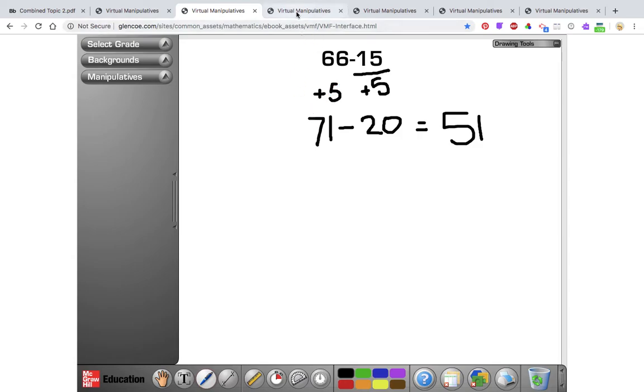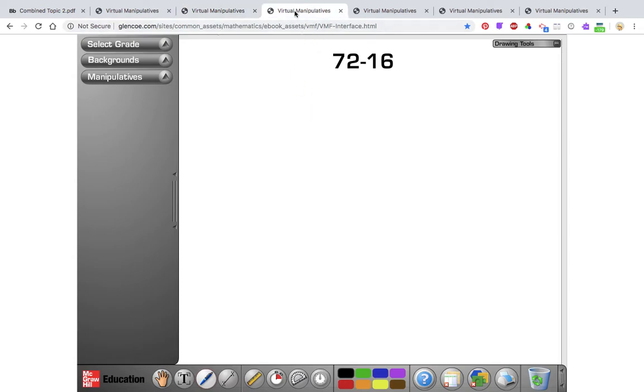Otherwise, this won't work out. So I want you to get a whiteboard and marker. Pause your video to go get those materials, and then I want you to practice doing these different strategies with me. So the first strategy, once you get your materials, is going to be breaking apart both numbers.